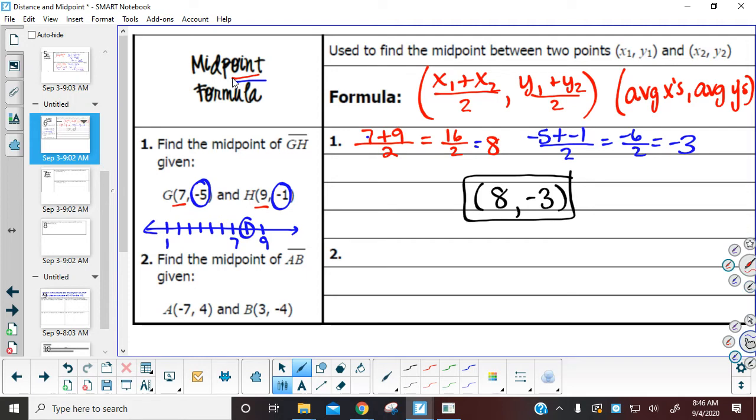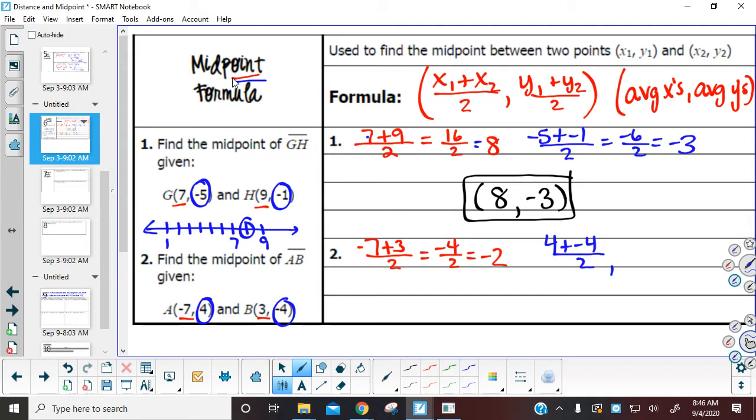Okay, so take a minute, try out number 2, and we'll come back and see how you did. Okay, so when you look at this, again, we're going to take negative 7 plus 3. We're averaging them. So we add them and divide by 2. Negative 7 plus 3 is negative 4. So I get negative 2 there. Again, if I were to think of a number line, that makes sense that negative 2 is in between those two numbers. I'm going to go ahead and add the y's.